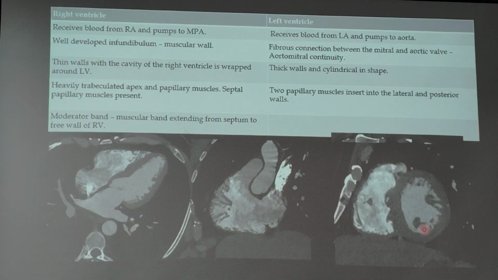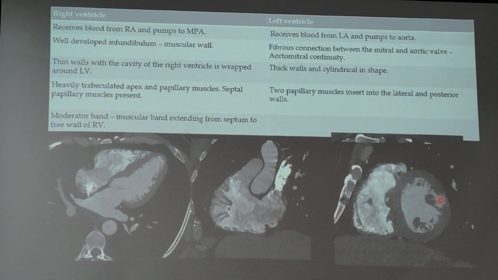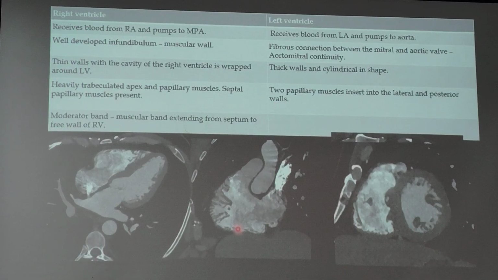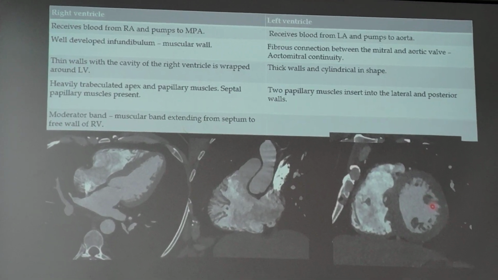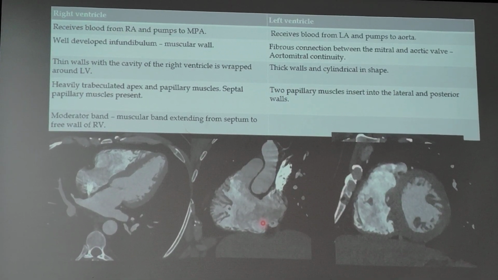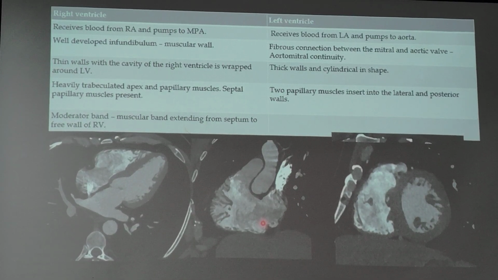On the LV, you have two prominent papillary muscles, okay, which are predominantly on the lateral wall. This is called the anterolateral, and this is called the posterior or inferior papillary muscle. So there are two prominent papillary muscles. On the other hand, in the RV, there are smaller papillary muscles. There are three papillary muscles, but they will not be like a bunch or hypertrophied papillary muscles over here. And papillary muscles connect to chordae tendineae. Chordae tendineae connect to the mitral valve and tricuspid valve respectively. Okay, excellent.